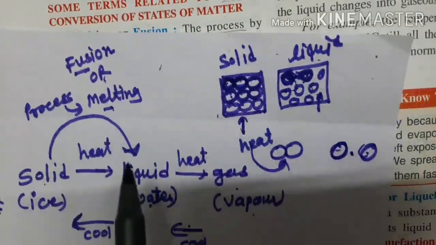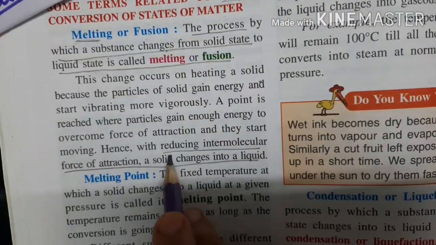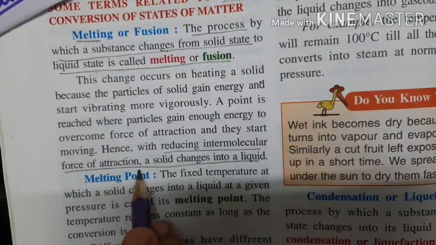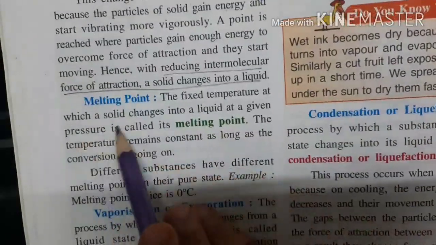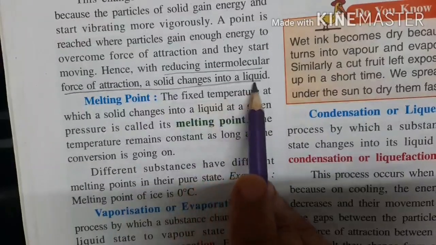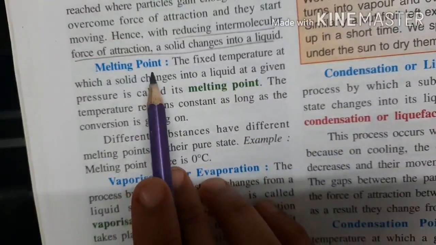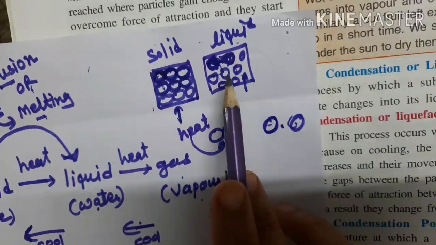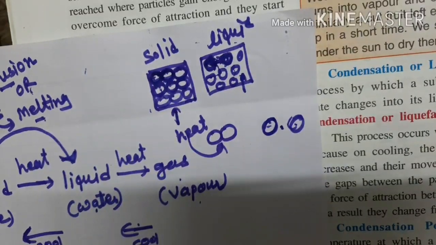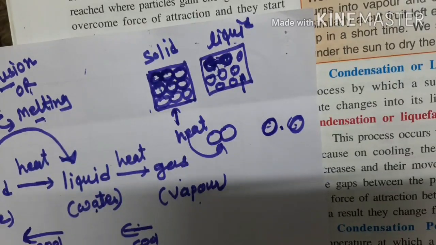Okay, I hope you understand. It is very easy. Next point: by reducing the intermolecular force of attraction, a solid changes into a liquid state. Got it? Now the next term is melting point. When a solid is converted into a liquid state, there is a particular fixed temperature. Only at that temperature can the solid convert into the liquid state. That is called the melting point.